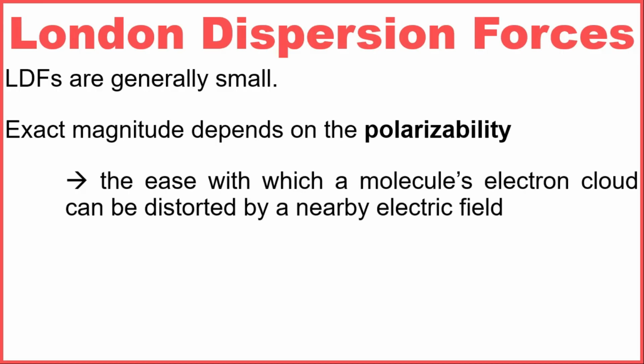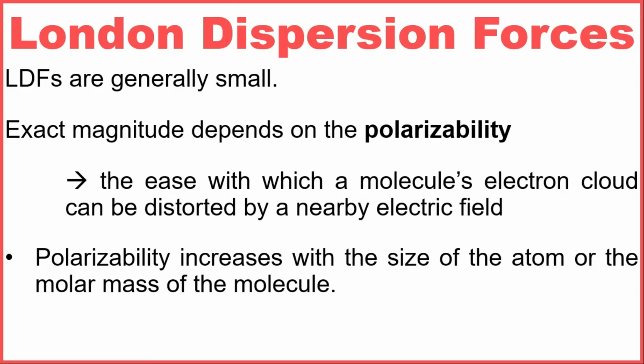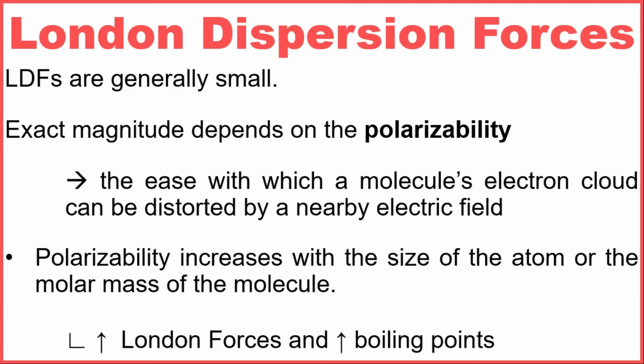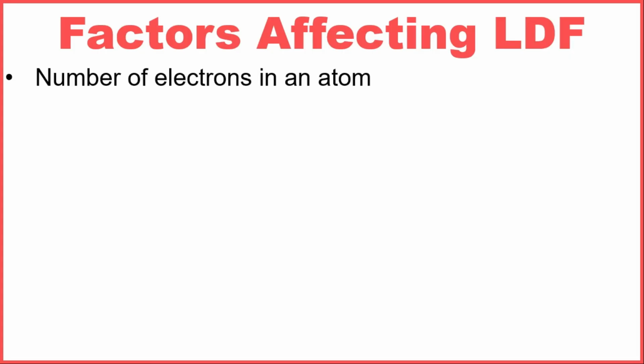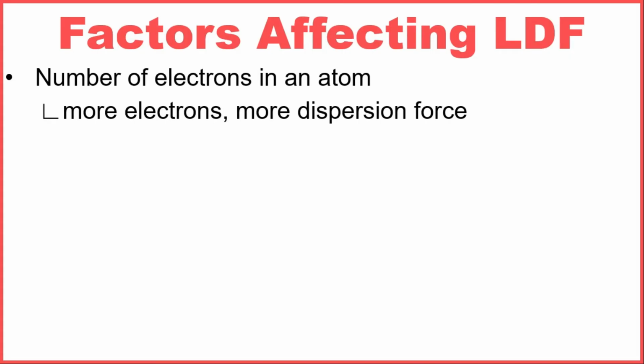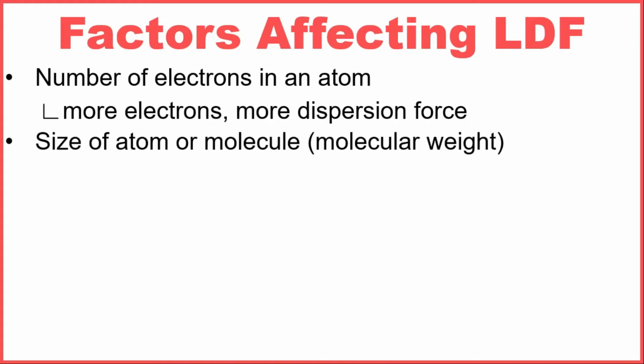Polarizability is the ease with which a molecule's electron cloud can be distorted by a nearby electric field. Polarizability increases with the size of the atom or the molar mass of the molecule. This will lead to larger London forces and higher boiling points. So what are the factors that affect London dispersion forces? First is the number of electrons in an atom. The more electrons, the more dispersion force. Next, we have the size of the atom or molecule, or simply the molecular weight.